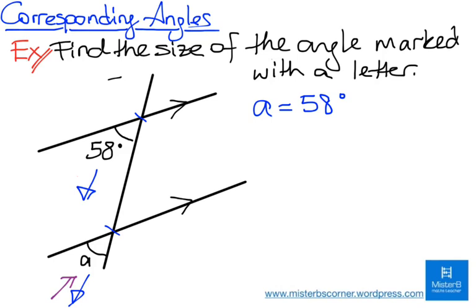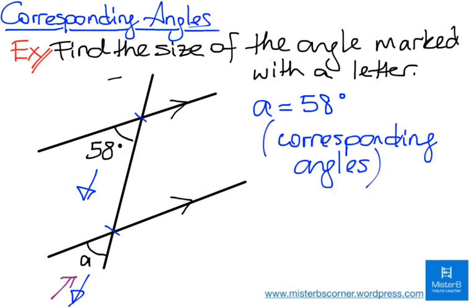And now the reason, you have to write it down. It's corresponding angles. Now there is no calculation here, as you can see. It's just saying that this angle is 58 degrees, but just because there's no work shown, you have to put a reason here instead. So A equals 58 degrees, reason, corresponding angles. We have to mention both pieces of information here.